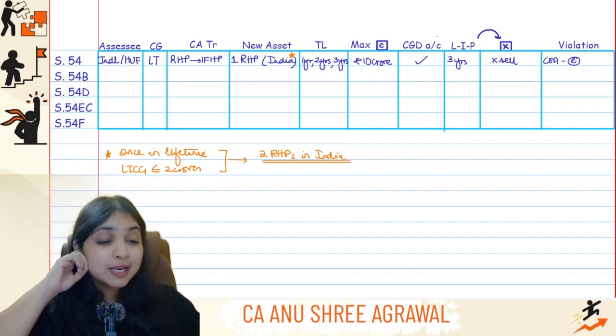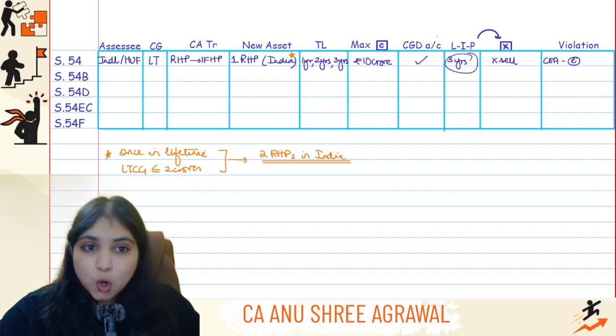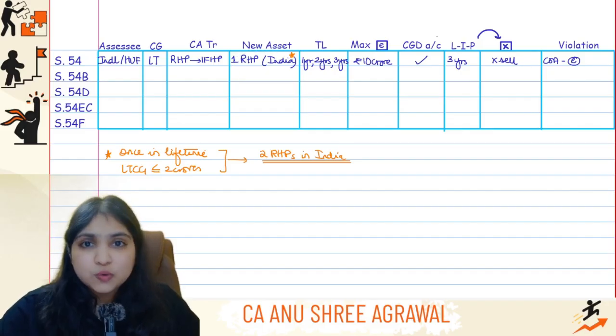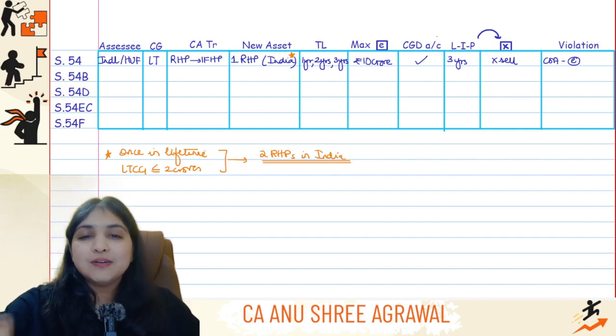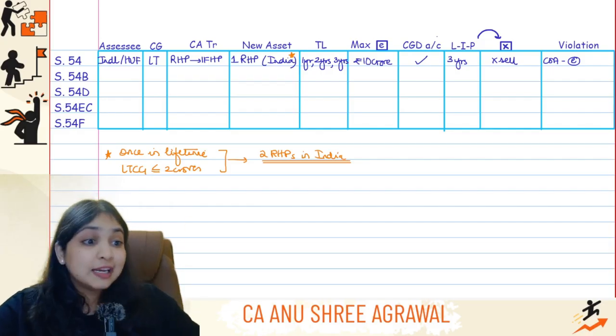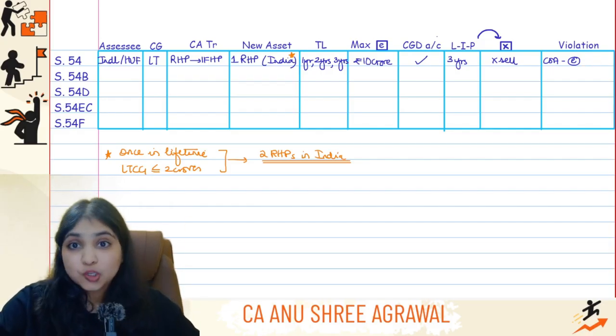You understood the last part? I'll repeat the last part again. In case in the lock-in period of 3 years you happen to sell away this new asset, you will have capital gains. To compute capital gains, you need cost of acquisition. So from the cost of acquisition, we will subtract whatever section 54 exemption you have enjoyed. That will become your revised cost of acquisition. That revised cost of acquisition only you will index and all.